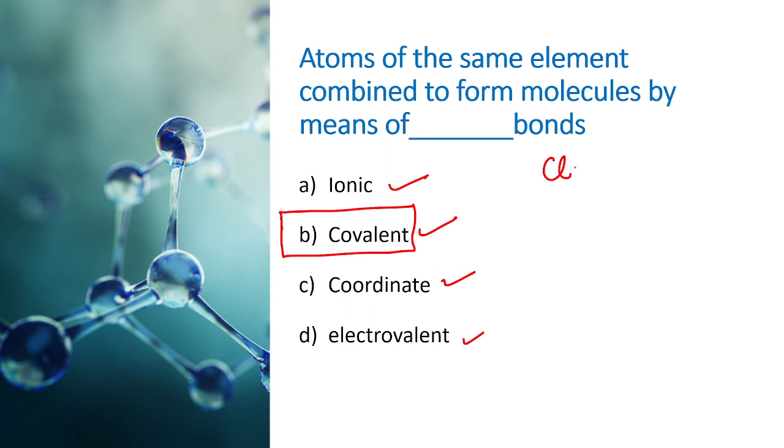When you see chlorine and chlorine, when you see hydrogen and hydrogen, this is Cl2, H2, so these are the atoms of the same element. Now when they combine, you should know that they are sharing electrons. Because both of them have the same pace of electronegativity, one cannot lose, one cannot accept, so they have to share their electrons, and by sharing it forms a covalent compound.